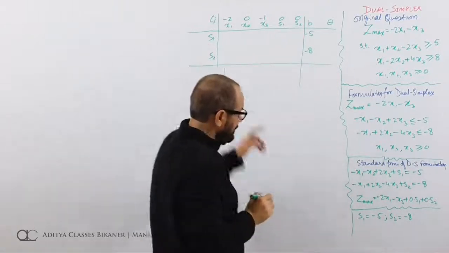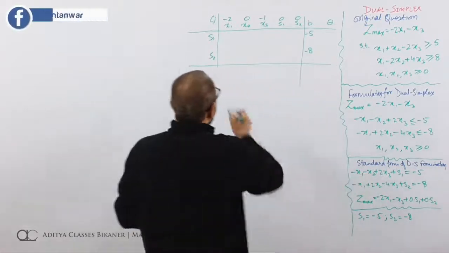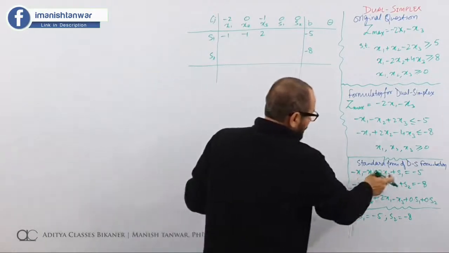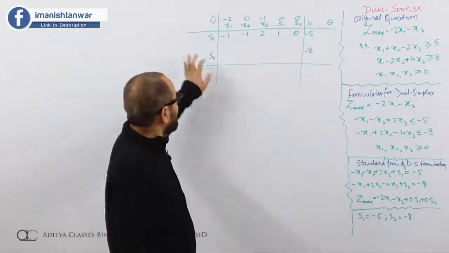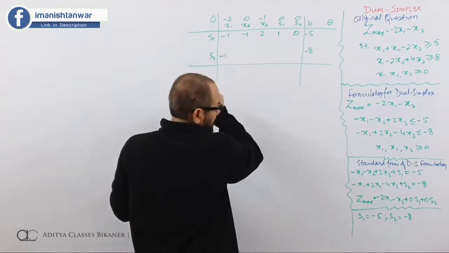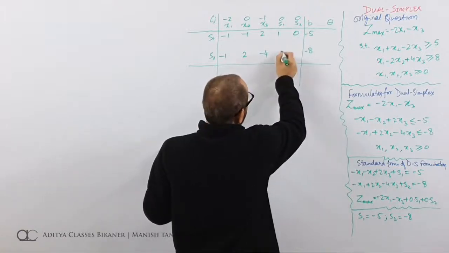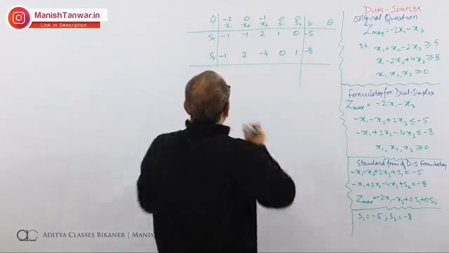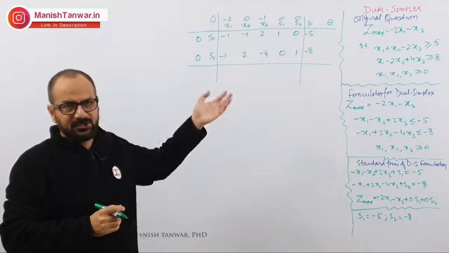Where are we getting this S1 is equal to -5? We are getting it from the first constraint. We have a -1, -1 and +2, then there is a 1 and 0. The second is coming from this one: -1, 2, -4, 0 and 1. S1 and S2 are contributing 0 and 0. This is our initial simplex table.